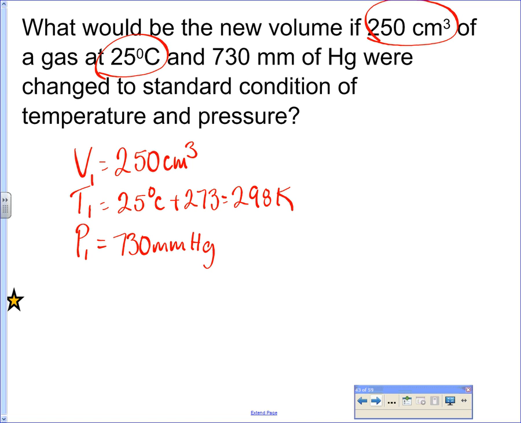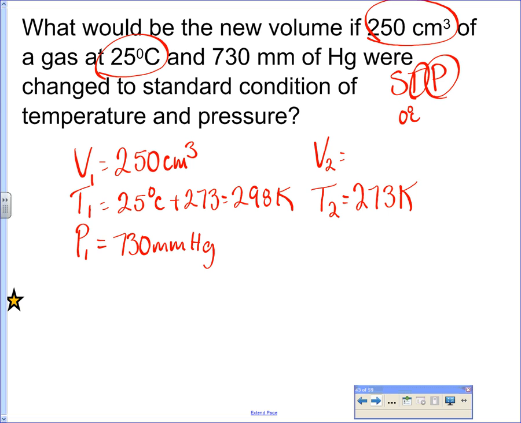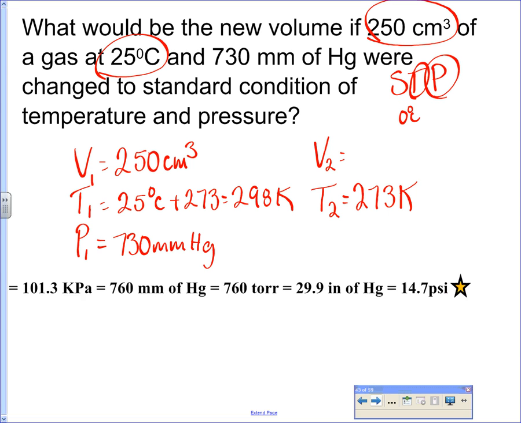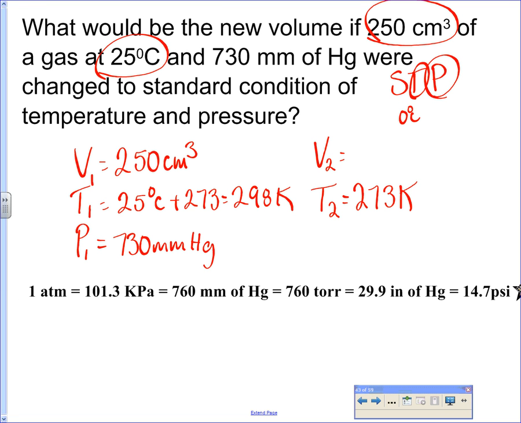But what they're asking me to do, and often we'll do this in labs, is to adjust everything to standard conditions. Well, standard conditions, STP, is standard temperature and pressure. My standard temperature is 0 Celsius, which I'm going to convert to Kelvin. So I know that my standard condition is 273 Kelvin. And then I also need standard pressure. The P stands for pressure. To find standard pressure, we're going to use one off the pressure list. This is the standard pressure list.